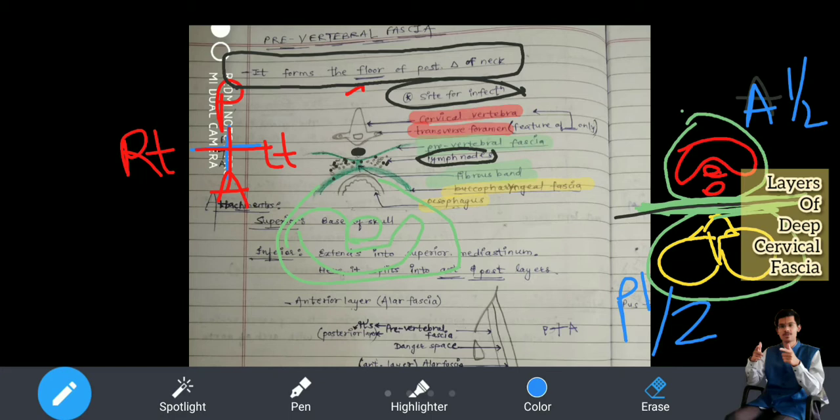We also learned that the investing layer of the deep cervical fascia forms the roof. So what do you understand? That the contents of the posterior triangle of the neck lie between the investing layer of the deep cervical fascia and the prevertebral layer of the deep cervical fascia.